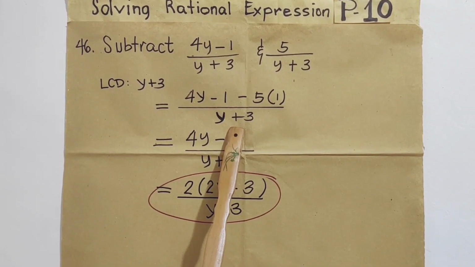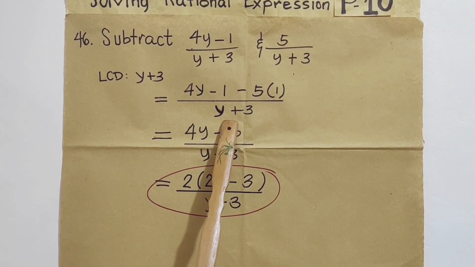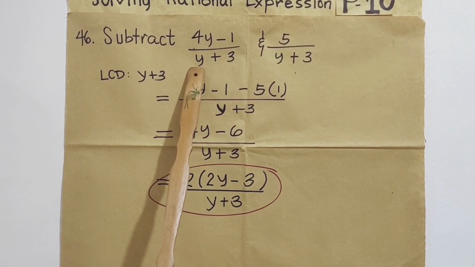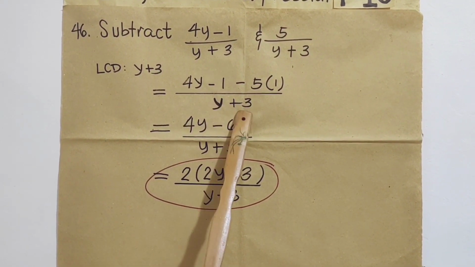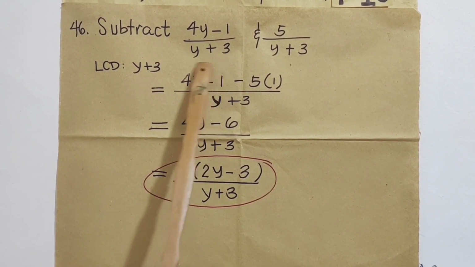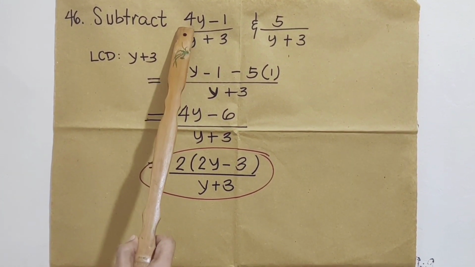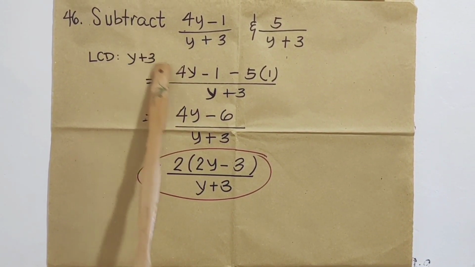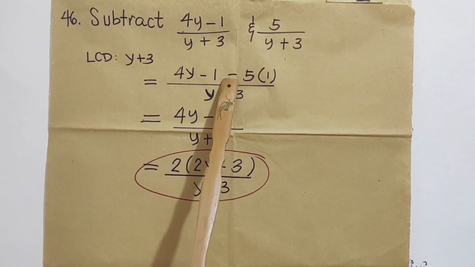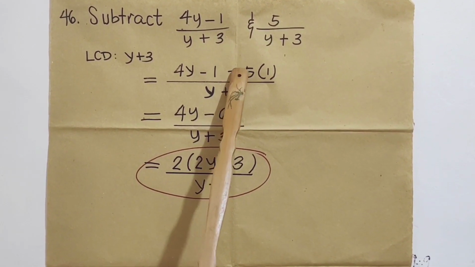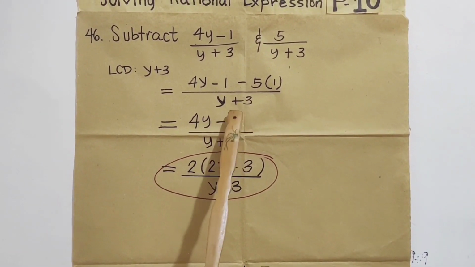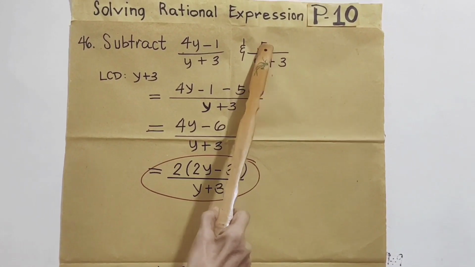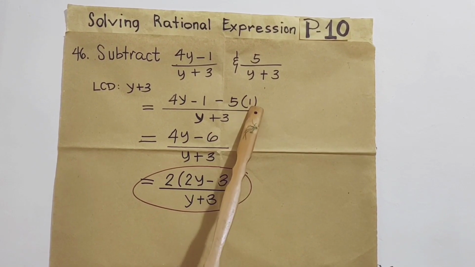And then our second step is to divide the denominator of the LCD by the denominator of the first rational expression. So y plus 3 divided by y plus 3 equals 1, then multiply it to the numerator 4y minus 1. So the answer also is 4y minus 1. Since it is subtraction, we write the sign of subtraction, and then we divide again: y plus 3 divided by y plus 3 is equal to 1, then multiply to the numerator. That's why we have here 5 times 1.